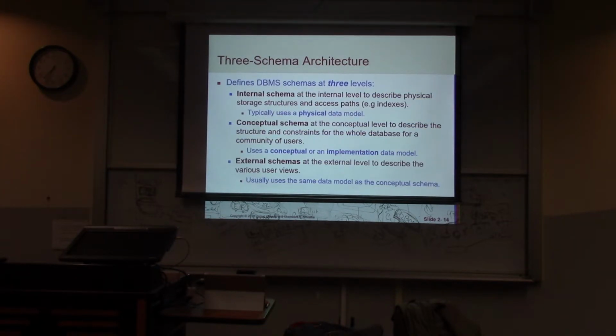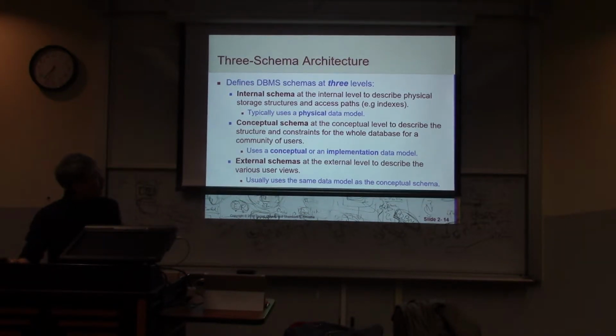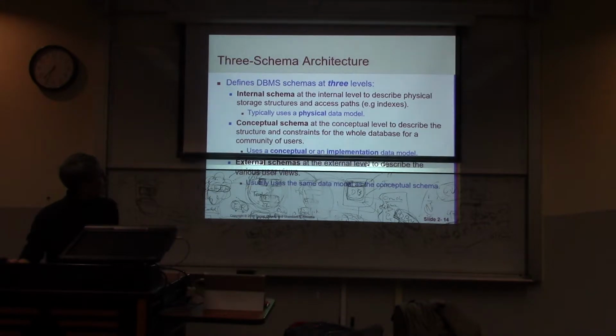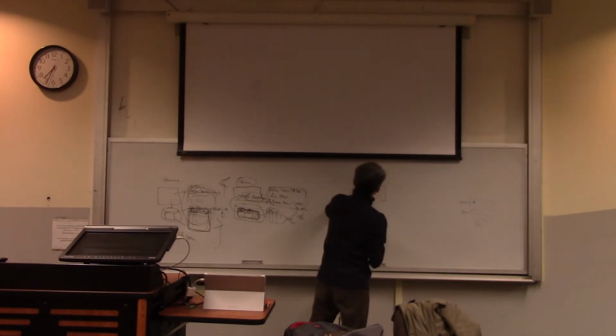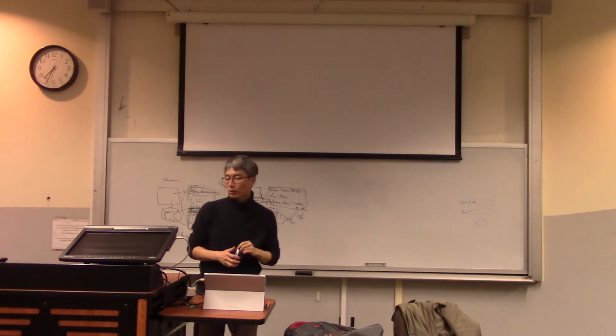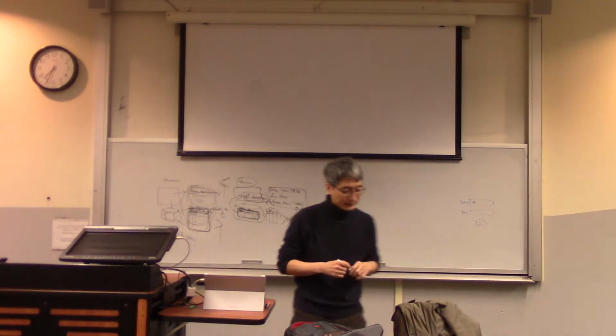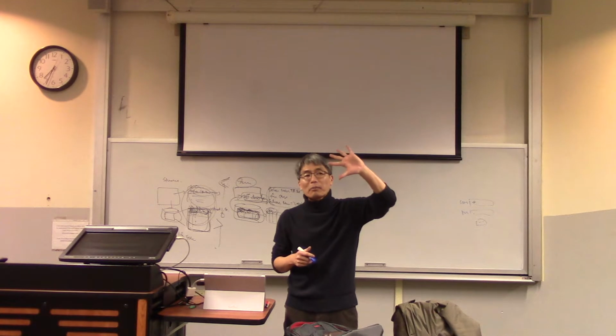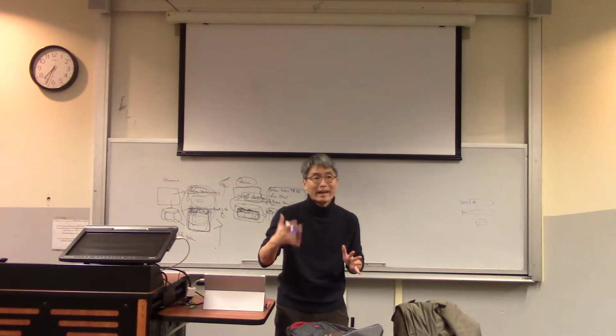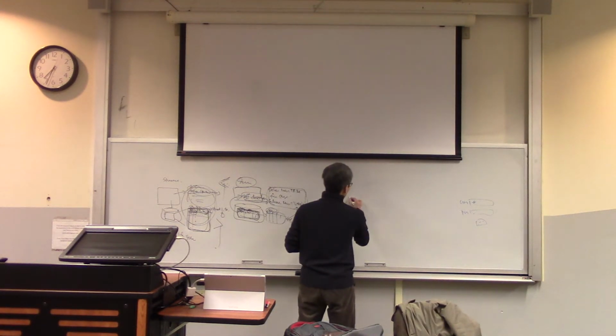Okay. There's one more important concept I'm going to explain, which is the three schema architecture. When we design the database, each and every database has three levels of the schema. The schema means what? It's a description of your data and the database. So one is the conceptual schema.